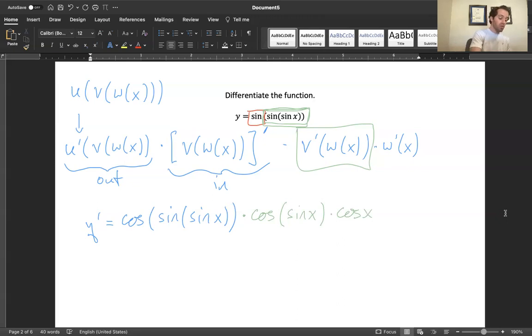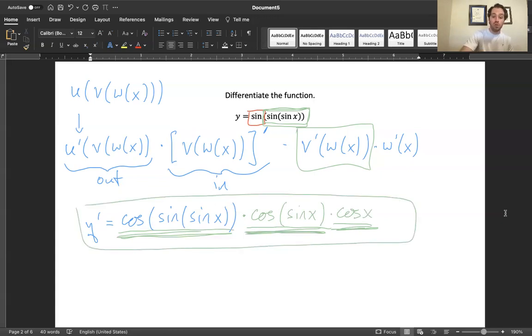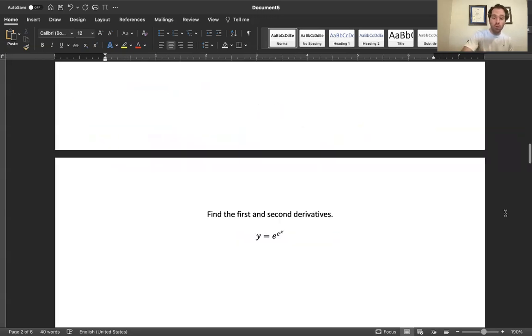So here we have the derivative of the very outside times the derivative of the middle, and then times the derivative of the innermost inside. So this is like u prime of v of w, and this is v prime of w, and that's times w prime. So this entire thing right here, that's the derivative of this function. Cool, huh? Let's do one more.